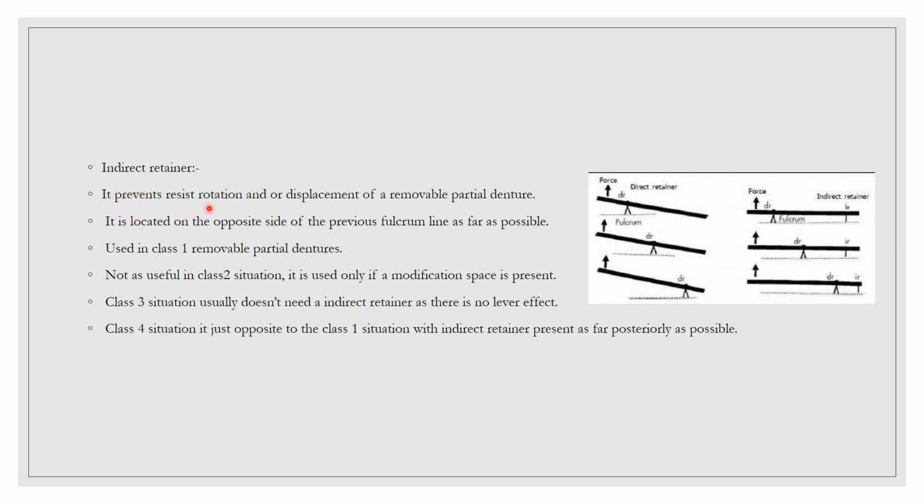So it resists rotation and or displacement of the removable partial denture, okay? It is located on the opposing side of the fulcrum line as far as possible, okay? Used in class 1 RPDs, not as useful in class 2 situations. It is used only if the modification space is present, so that's only when it's going to help. Class 3 situations usually do not use it as there's no lever effect there, okay? So class 4 situation, it's just opposite to the class 1 situation, with indirect retainer placed as far posteriorly as possible, all right?